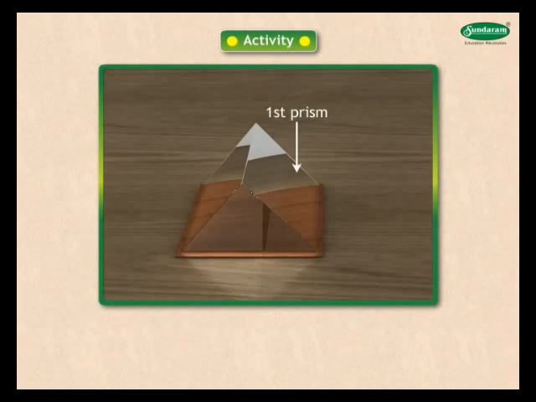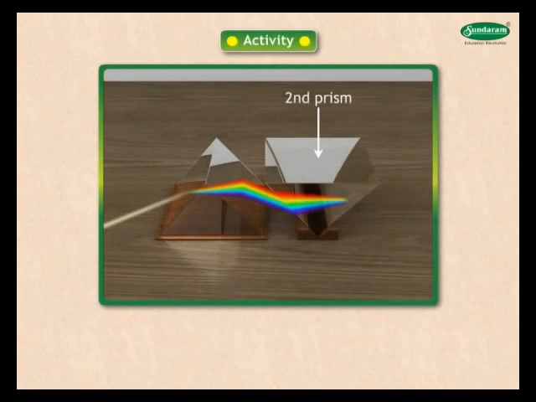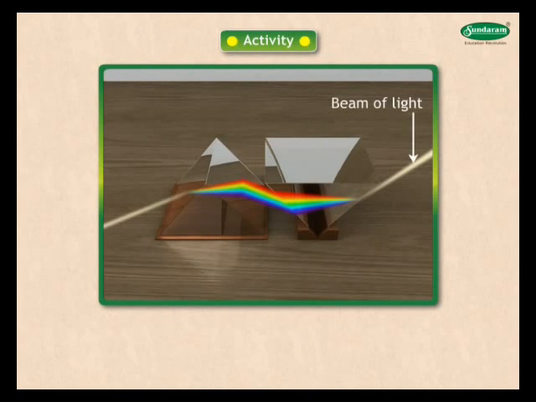Let us try this activity. Take a prism. Allow white light to fall on it. Obtain a spectrum. Take a second identical prism. Place it parallel to the first prism in an upside-down position with the first prism. Allow the colors of the spectrum to pass through the second prism. Obtain the beam of light emerging from the other side of the second prism. What do you observe? What is your conclusion from this activity?